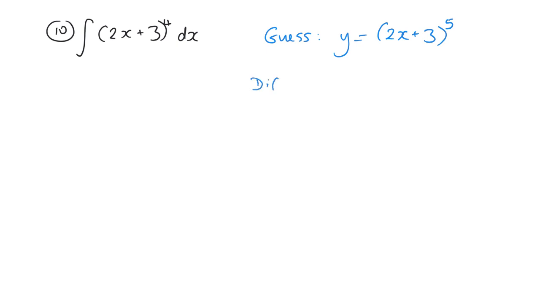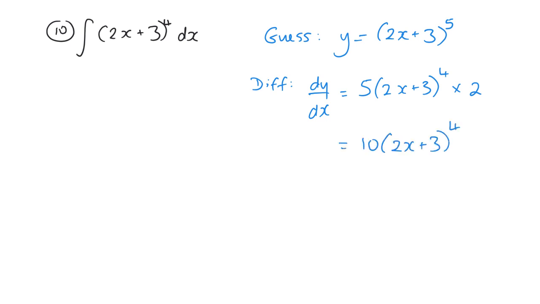So when we differentiate, we get 5 times 2x plus 3 to the power of 4. Then we differentiate what's in the bracket, so that's times 2.